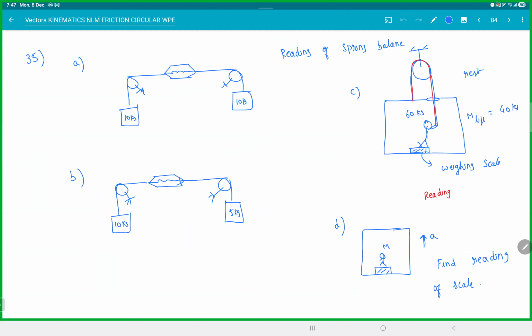Let's get these things. Springs. We have a 10 kg, 10 kg, we have a 10 kg, 5 kg. Find the reading of the spring balance. We have a person inside the lift standing on a weighing scale. System is at rest. Find the reading of the weighing machine. If the lift is going up with acceleration A, then find the reading of the weighing machine. This is another model, apparent weight, that you should remember.